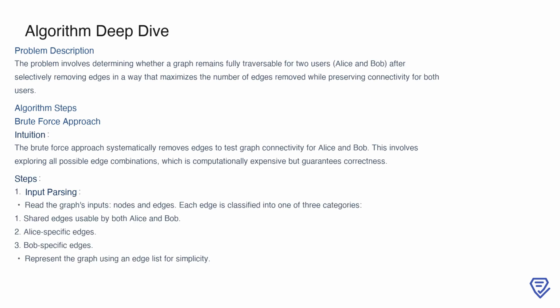To start, this problem revolves around ensuring that a graph remains fully traversable for two users, Alice and Bob, while maximizing the number of edges we can remove. The challenge lies in preserving connectivity for both users despite edge removal.